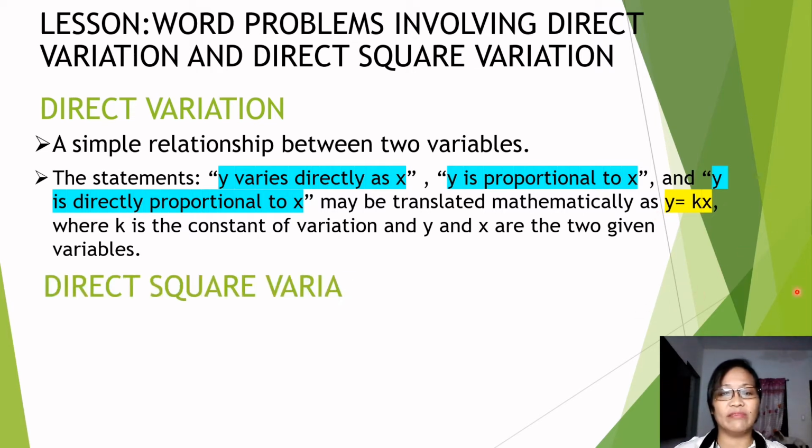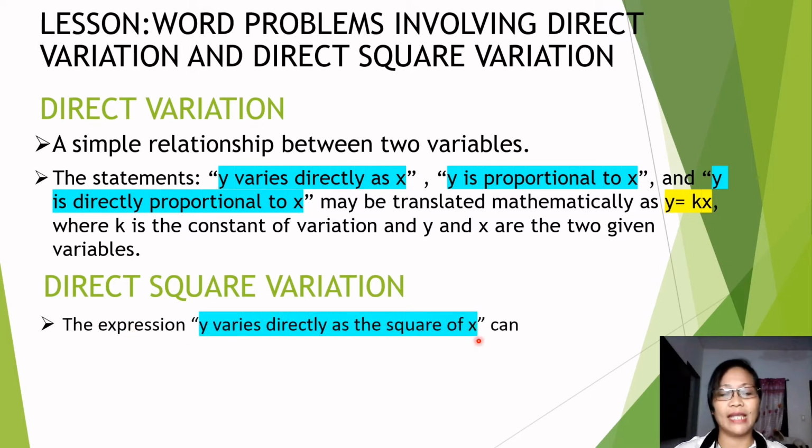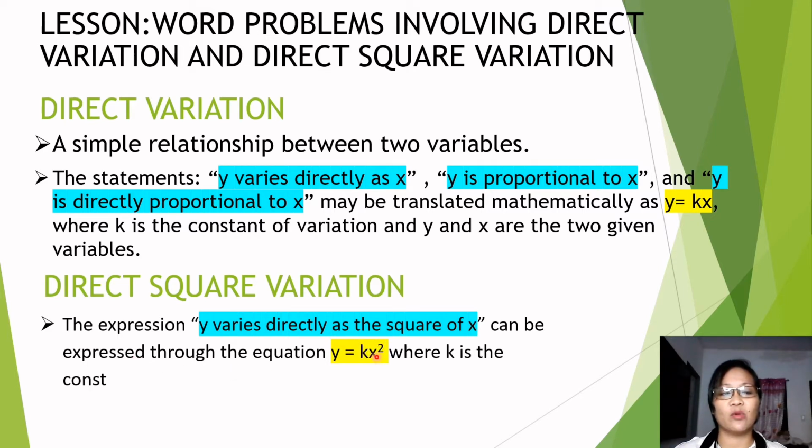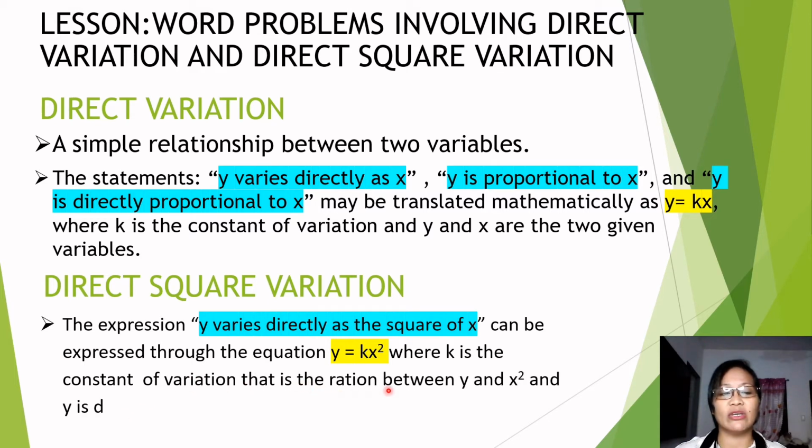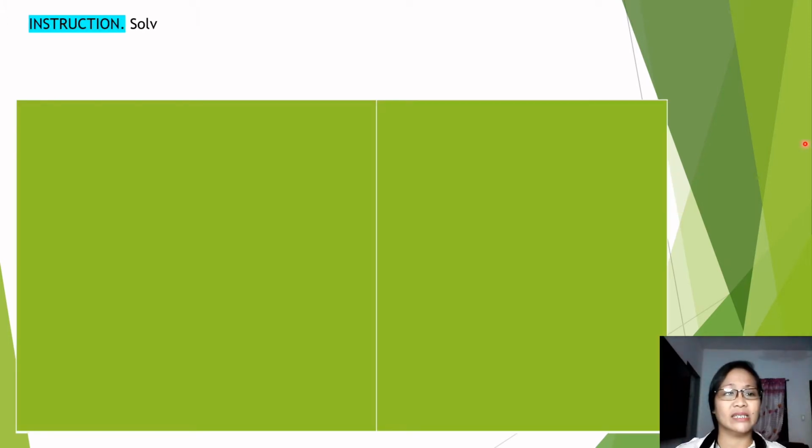Next, direct square variation. The expression y varies directly as the square of x can be expressed through the equation y is equal to kx squared, where k is the constant of variation, that is the ratio between y and x squared, and y is directly proportional to x squared. The equation for direct square variation is y is equal to kx squared. Instruction: solve the following word problems involving direct variation.